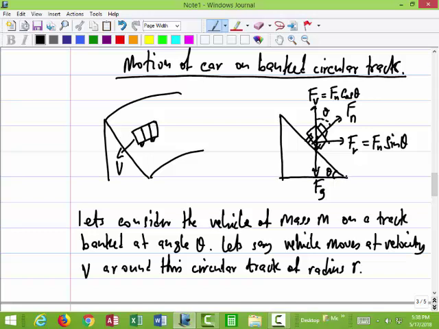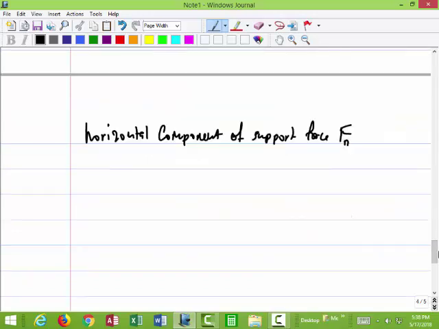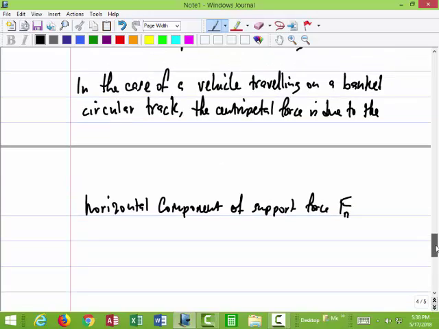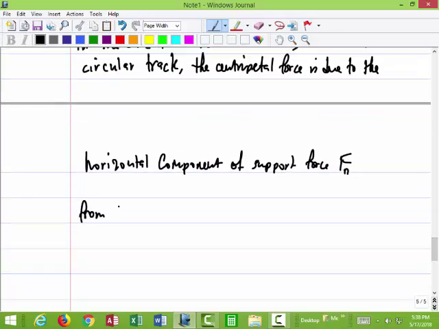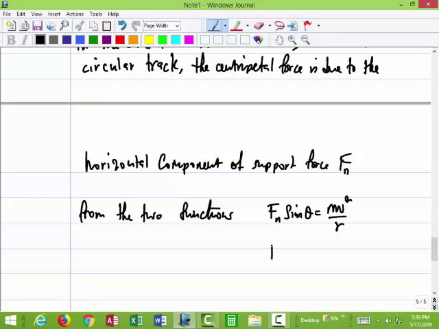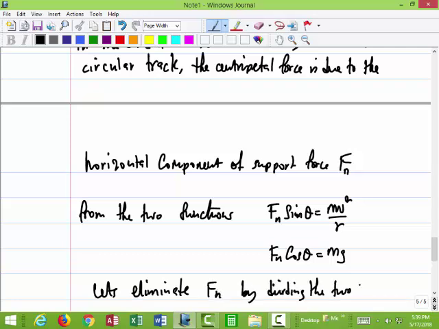And then let's put this down that way. Okay, so now we can go on. Let's continue our analysis from the two functions. Fn sine theta equals mv squared over r, and Fn cosine theta equals mg. Let's eliminate Fn by dividing the two formulae.